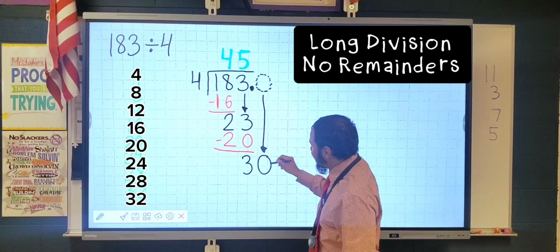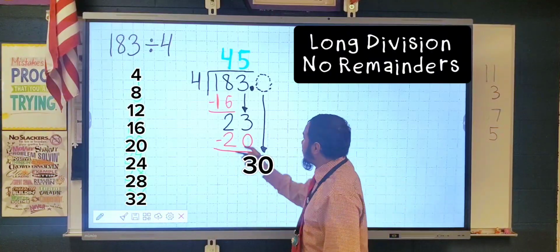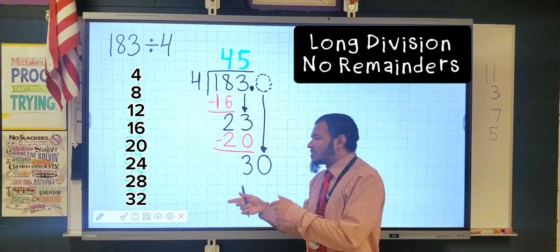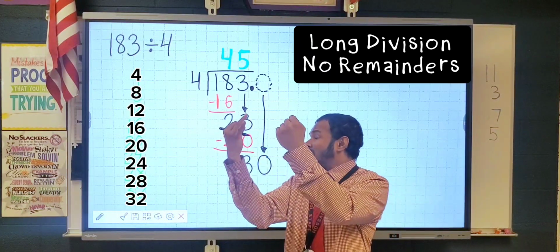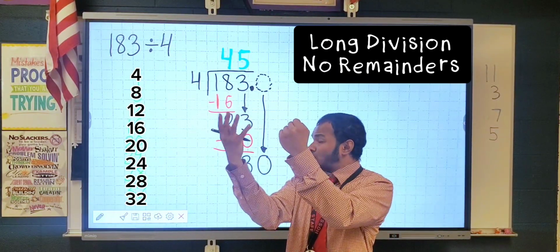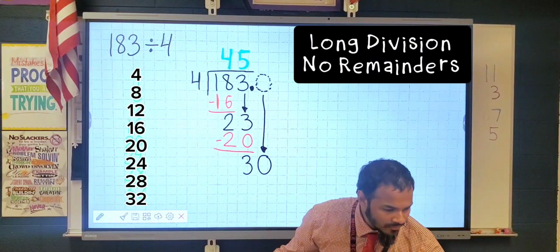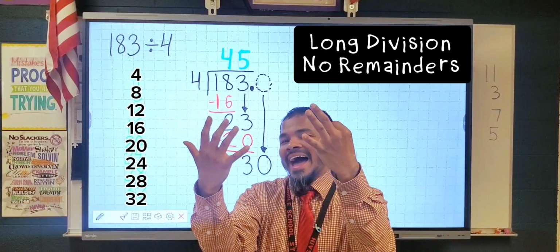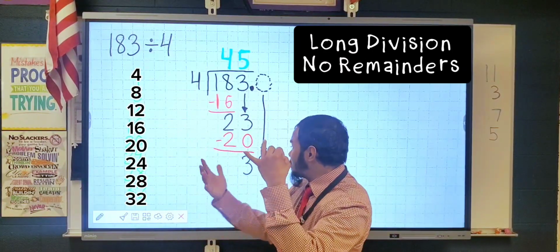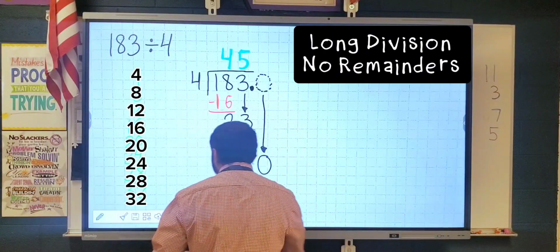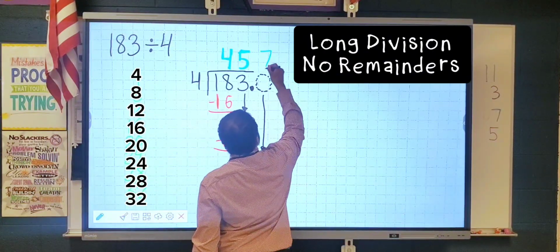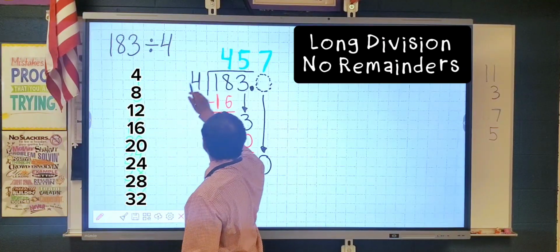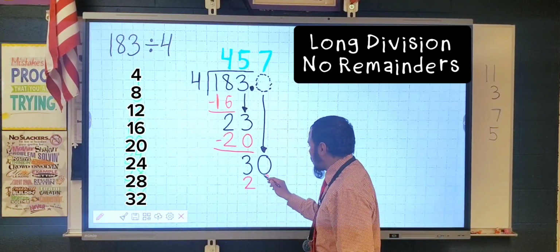And so it's not a 3, it's not a 0, it's a 30. So I'm going to go ahead and say 4 goes into 30 how many times? If I count by 4, what's the closest to 30 without going over? 4, 8, 12, 16, 20, 24, 28, 32. That's too much. So 4 goes into 30 7 times. So I'm going to go ahead and put a 7 on top. Then I ask myself, what is 4 times 7? Well, 4 times 7 is 28.